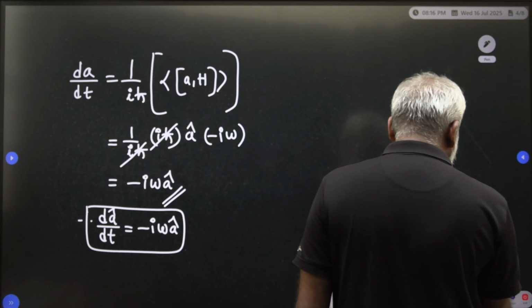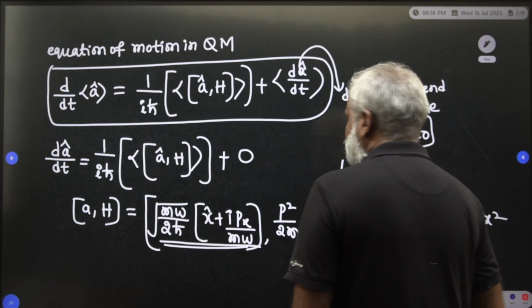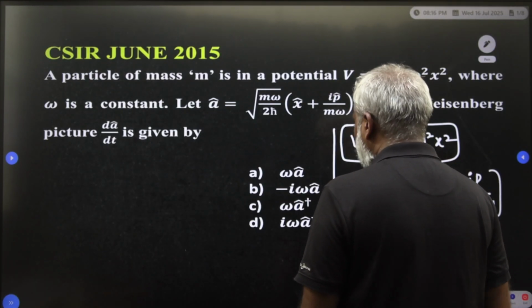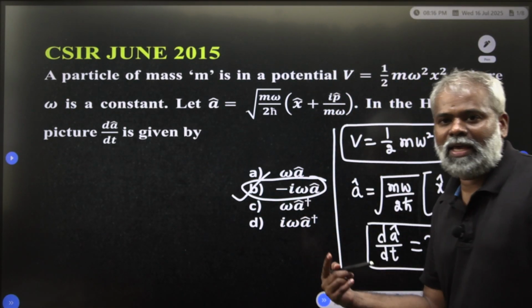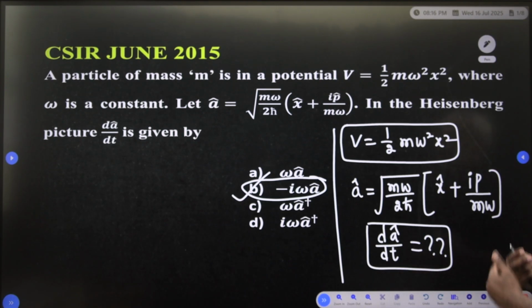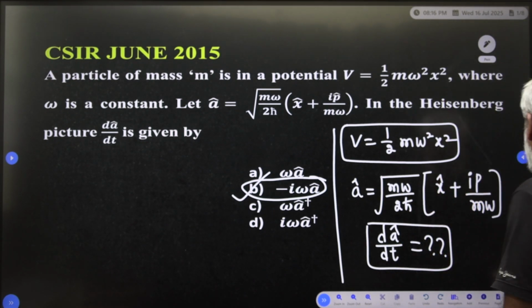Like this we have to do in our competitive examination. What is your answer? Your answer is option B, minus i omega A cap. This is the equation of motion in quantum mechanics. We are learning this one.